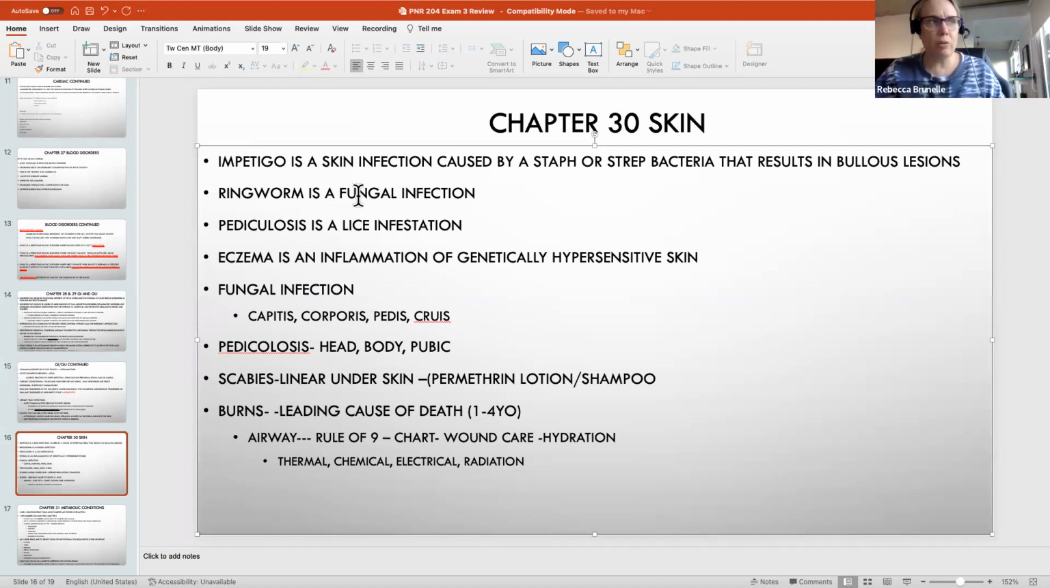Ringworm is going to be fungal. Pediculosis, again, kind of remembering the medical and the layman's term, is lice. Eczema is associated with allergies. You can see it in infants, and it's treated with creams usually.